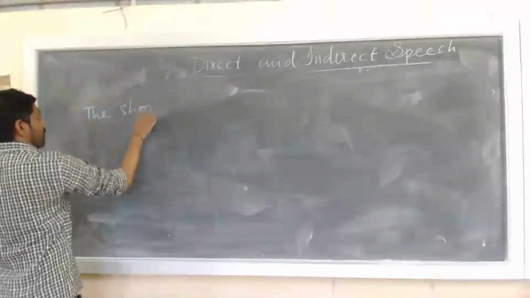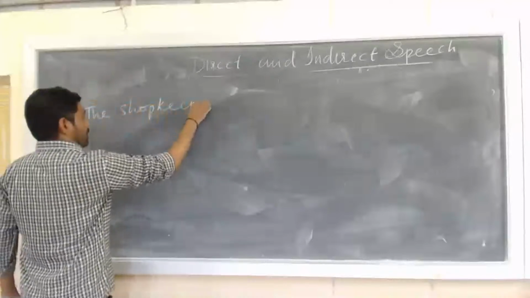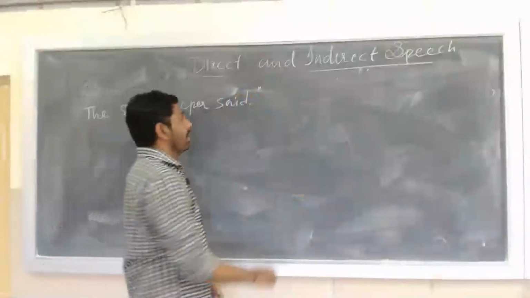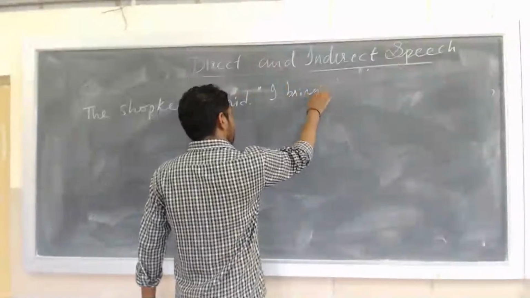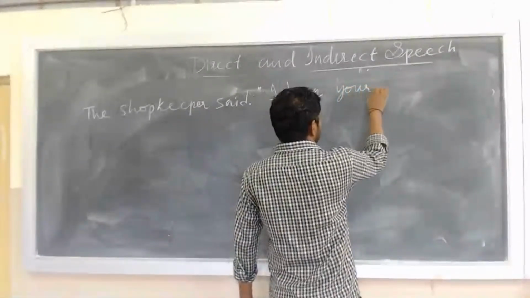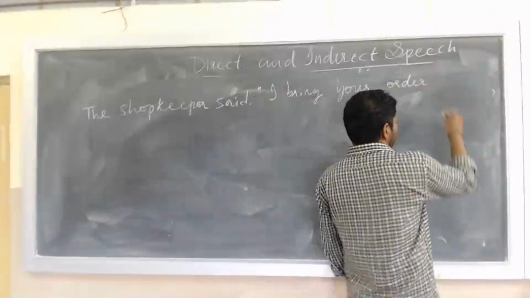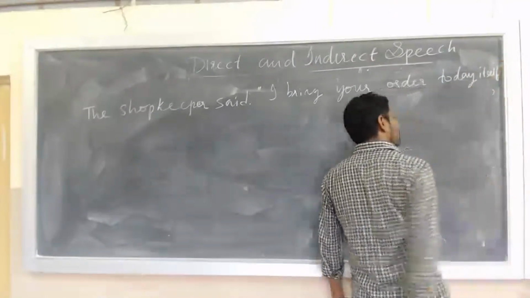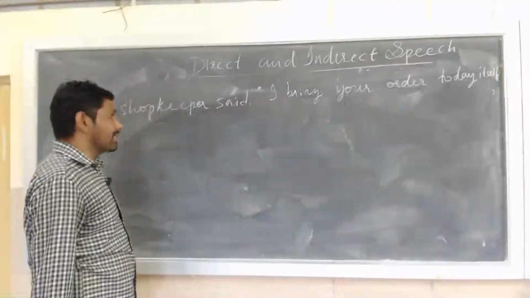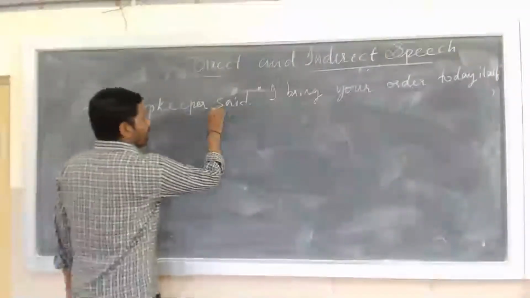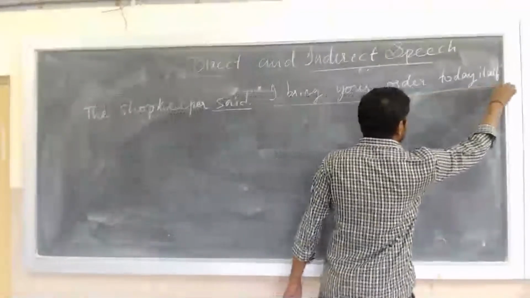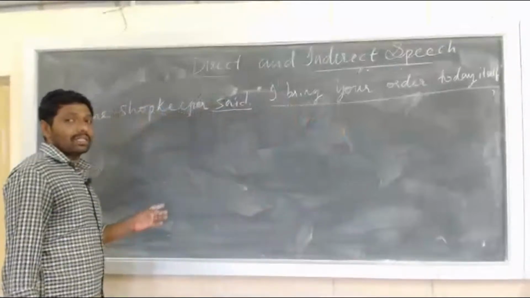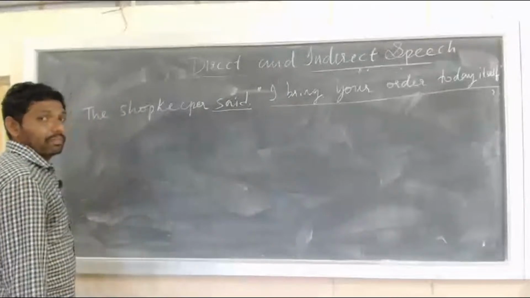One example is the simple present. The shopkeeper said, "I bring your order today itself." What you have ordered, he is going to bring that commodity today itself. The shopkeeper said, so the reporting verb is in the past. And look at the reported speech, "I bring." It means simple present tense. As we have learned, the simple present changes to simple past.